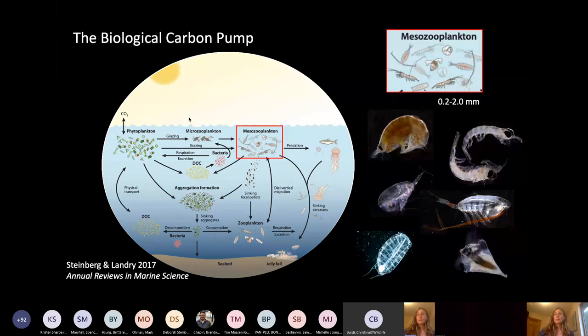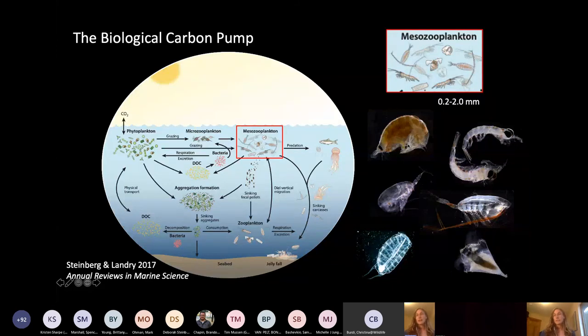So like I said, I'll be focusing on mesozooplankton, and this is almost like semantics, but they're generally defined as being 0.2 to 2 millimeters in length. Mesozooplankton includes things like euphausiids here. We've got some copepods, a gelatinous zooplankton, this is a salp in particular. We include some pelagic snails like pteropods, and also we have a little amphipod here. So these are just some examples of things that are considered mesozooplankton.